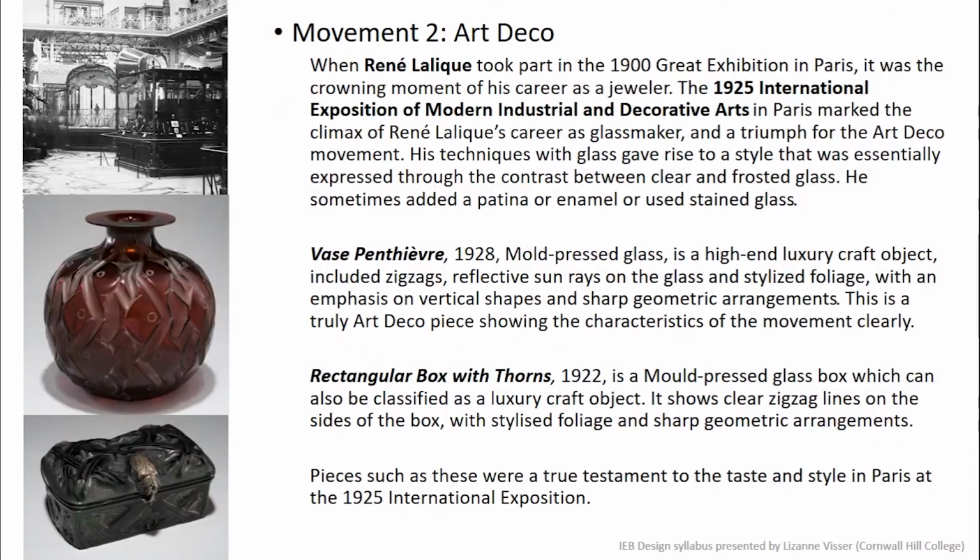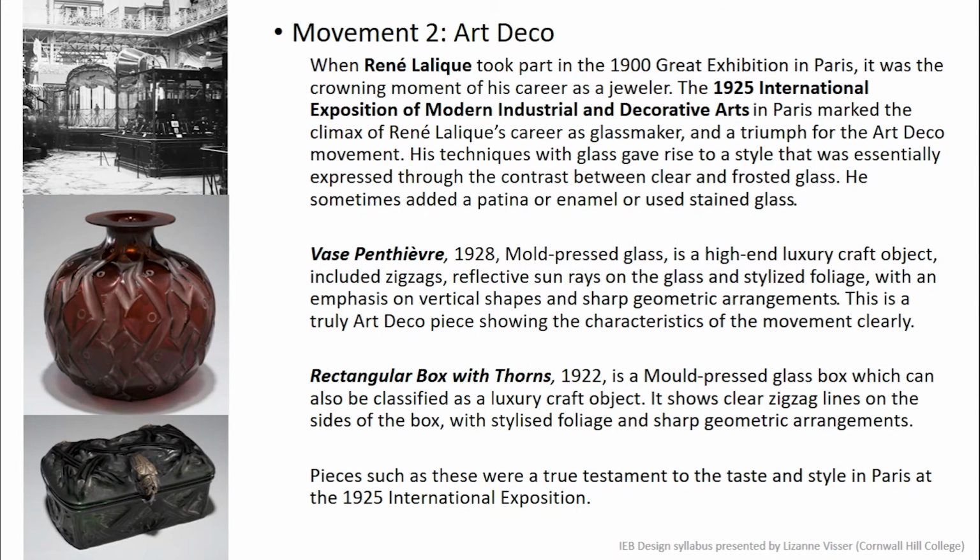The designer René Lalique took part in the 1900 Great Exhibition in Paris. It was the crowning moment of his career as a jeweler. The 1925 International Exposition in Paris marked the climax of René Lalique's career as glassmaker and a triumph for the Art Deco movement. His techniques with glass gave rise to a style that was essentially expressed through the contrast between clear and frosted glass. He sometimes added a patina or enamel or used stained glass.